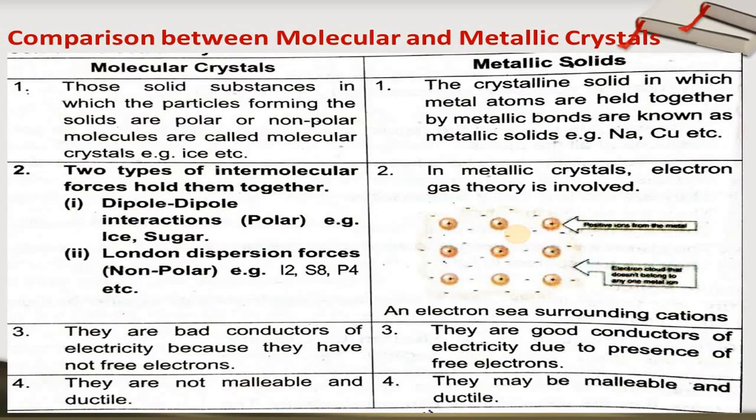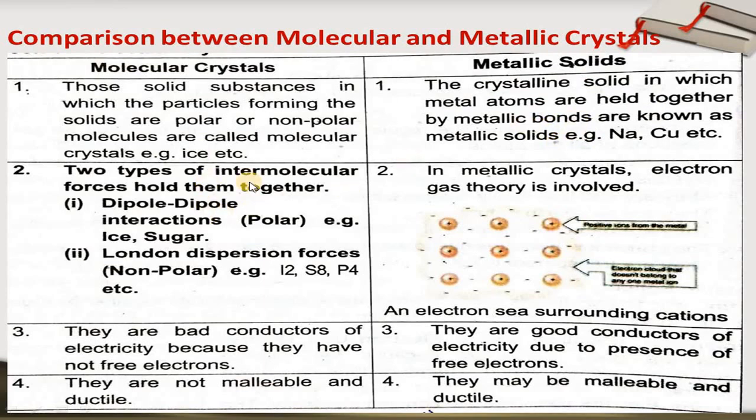Next we will discuss the comparison between molecular and metallic crystals. As we have discussed earlier, molecular crystals are solid substances in which the particles forming the solids are either polar or non-polar molecules. We have discussed the example, ice. And metallic solids, we have discussed now, are crystalline solids in which metal atoms are held together by metallic bonds.